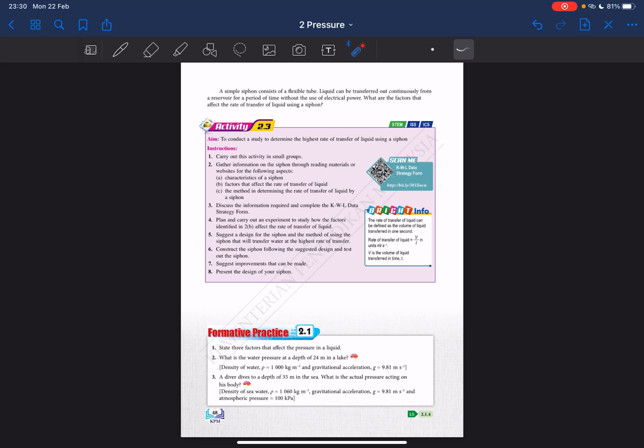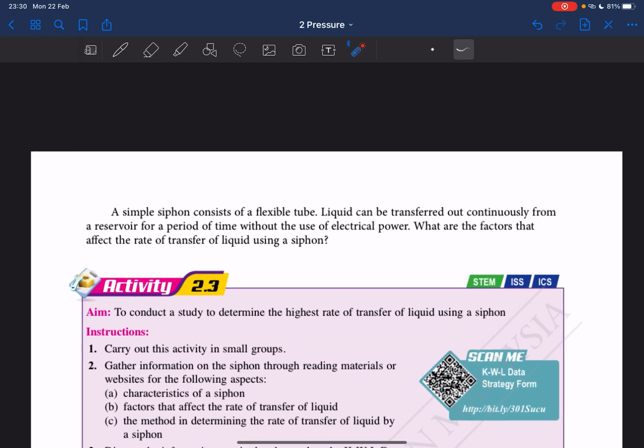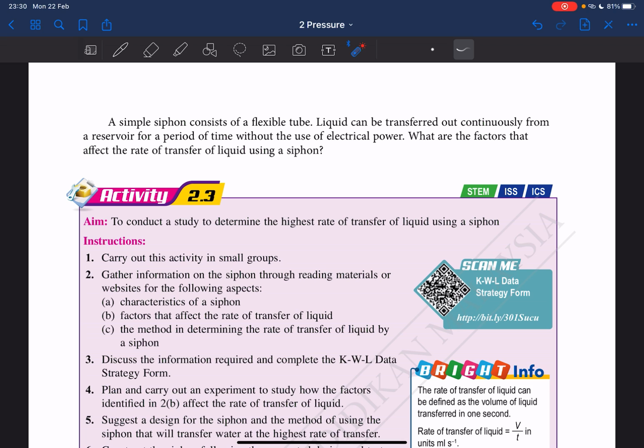So now let's see. We've already learned pressure in liquid. Let's see here. Liquid can be transferred out continuously from a reservoir for a period of time without the use of electrical power. What are the factors that affect the rate of the transfer of liquid using a siphon? So what are the factors?